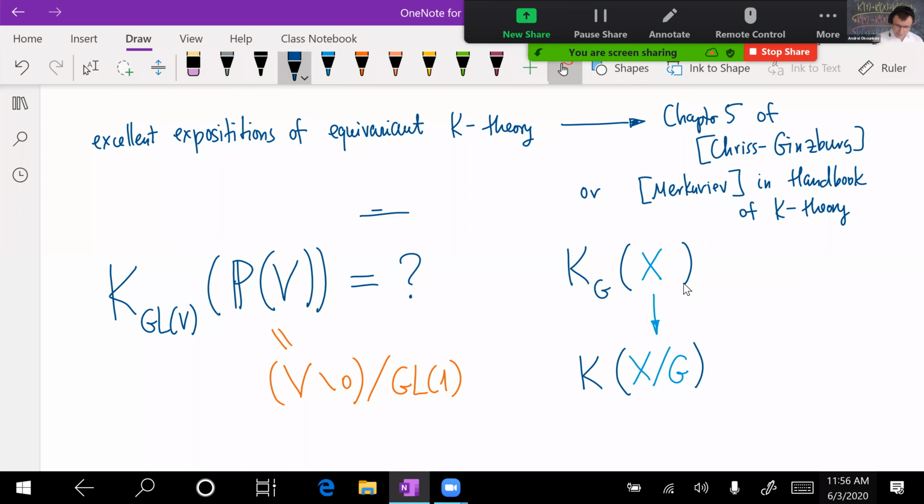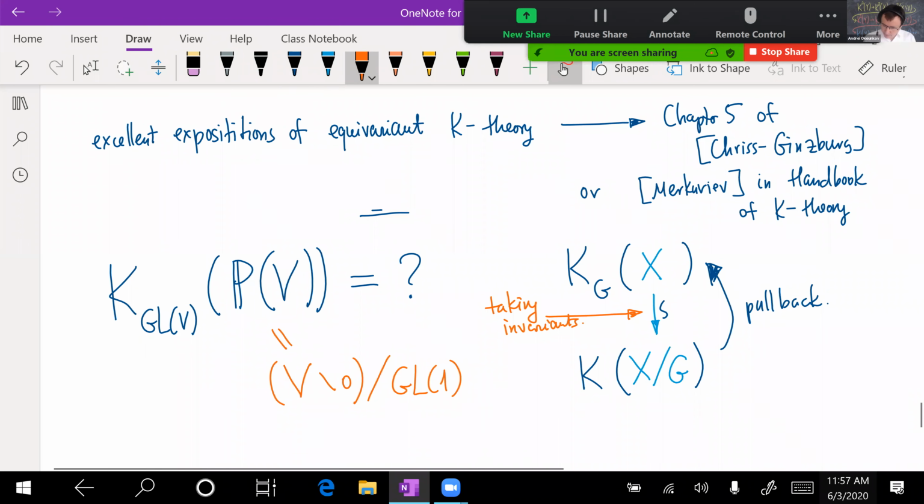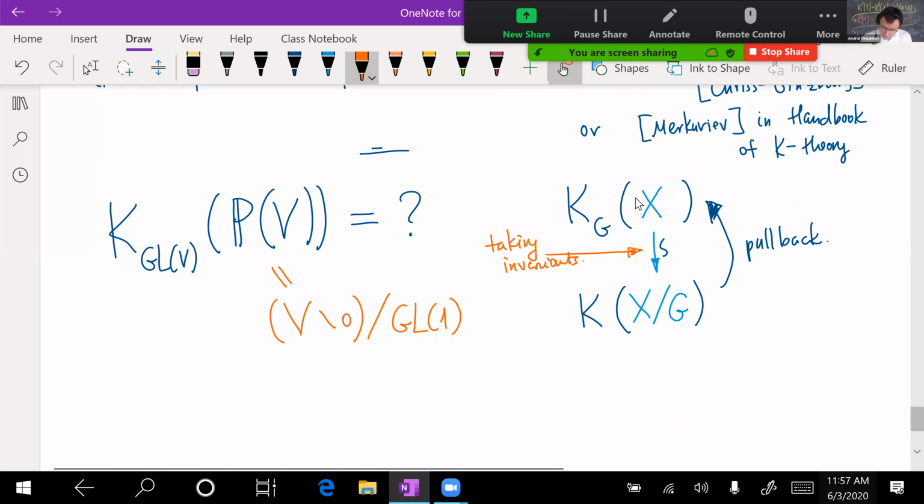And what are the maps? The map in one direction is by pullback, and the map in the other direction is by taking invariants. In fact these maps are equivalences of categories, so not just K groups, all the higher K groups are the same.